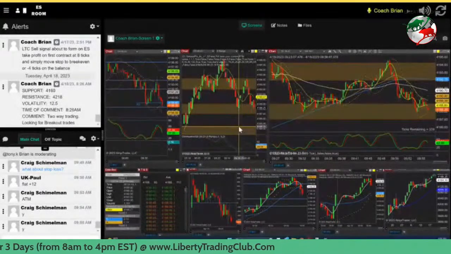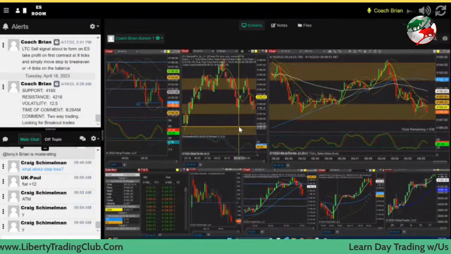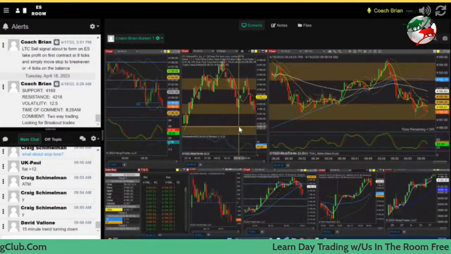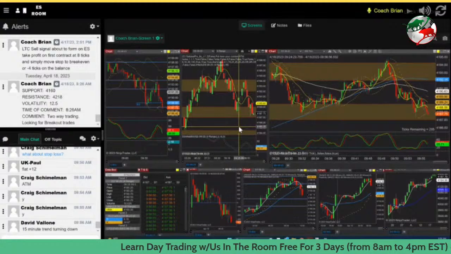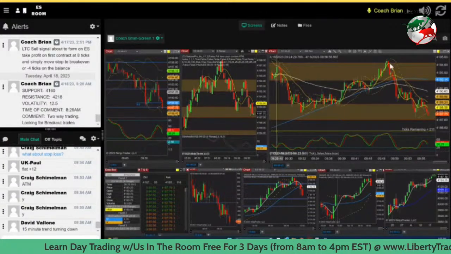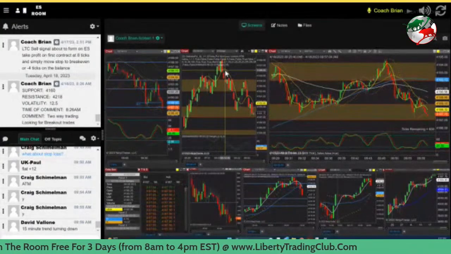So now we start looking and thinking, okay, maybe this 4184.50 might be the next good area. Let's see a good buy signal. And again, guys, we did say two-way trading. Was there anybody who took the sell signal up here off the top?